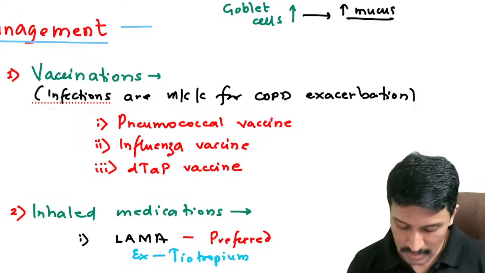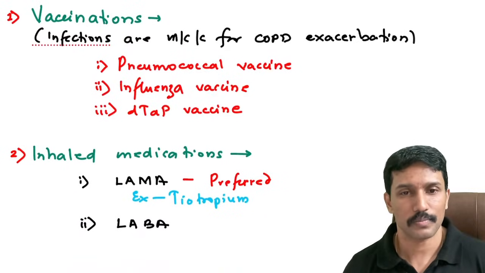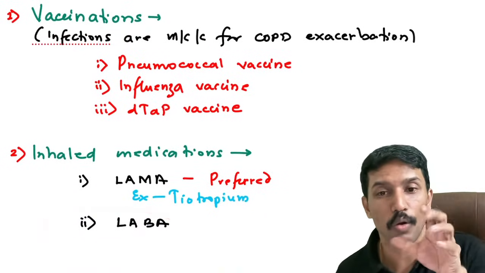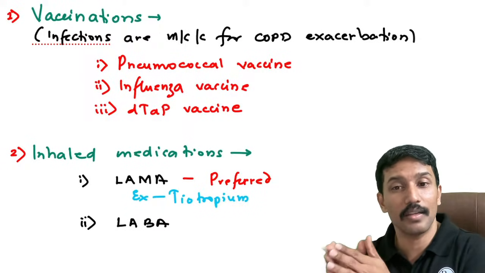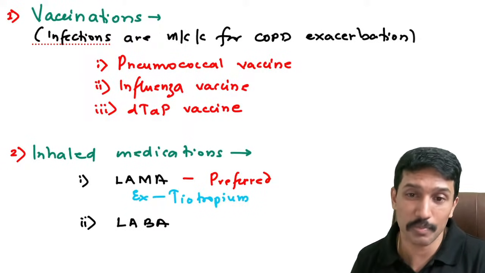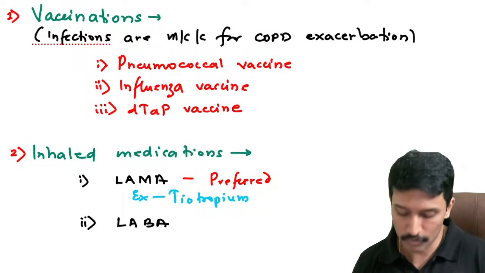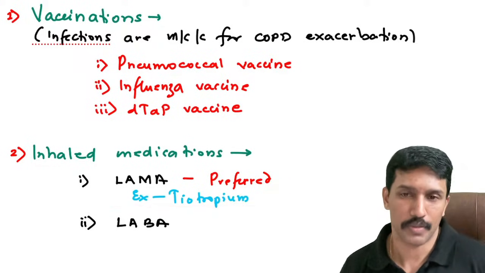So that added advantage LABA does not give me. LABA will only cause bronchodilation, but LAMA will give me that added advantage of indirectly reducing the exacerbations by reducing infections. So that's why LAMA is preferred. Okay.